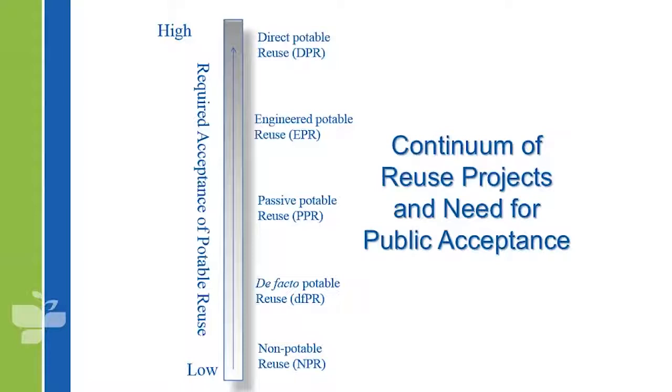And what it's showing here basically is when you move along a scale from non-potable reuse to direct potable reuse, you can think of that as a continuum. The amount of acceptance that you need from your service area, from the people who are going to be consuming or using this water, grows exponentially as you move along that line.